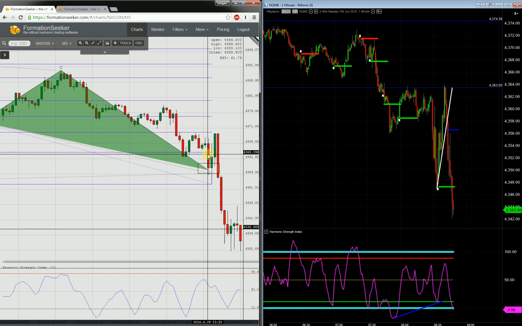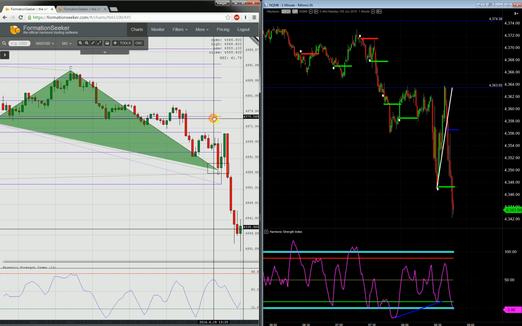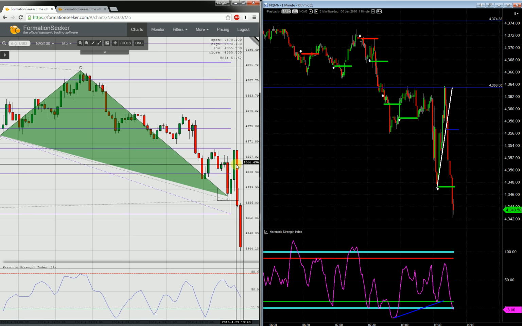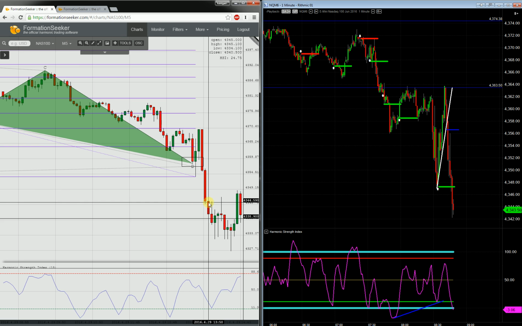The importance of that is to look at this and think to yourself, if I had taken this trade, would I have gotten a profit out of it? Would I have gotten a break even? Or would I almost certainly have gotten a loss?